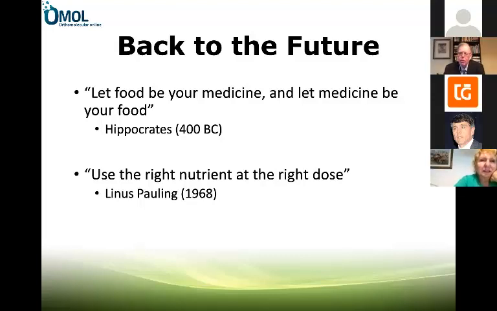And more than 50 years ago, Linus Pauling said, use the right nutrient at the right dose.